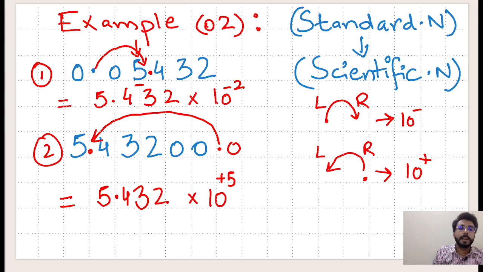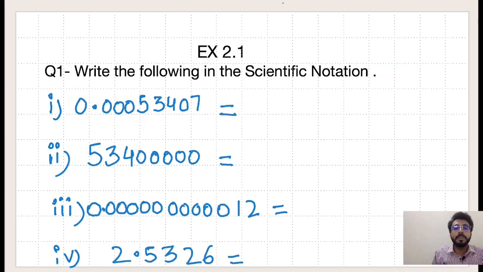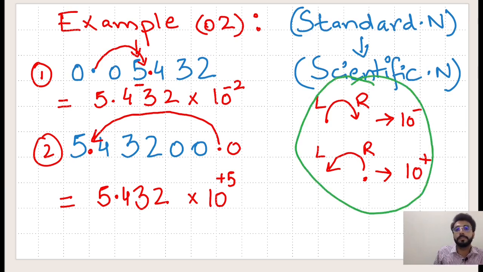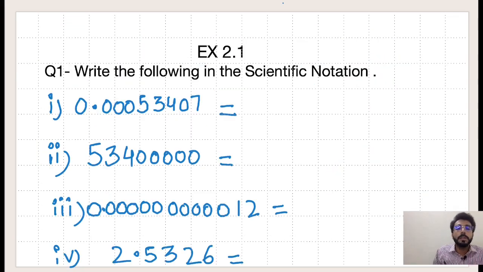So let's start exercise 2.1. The first question is: write the following in scientific notation. Students, we have understood this concept. We will use this concept in solving our question number 1. If you move the decimal point from left to right, we write the negative exponent. If you move the decimal point from right to left, we write the positive exponent. So let's start question number 1. In question number 1, we are given the numbers in standard form and we have to convert them into scientific notation.